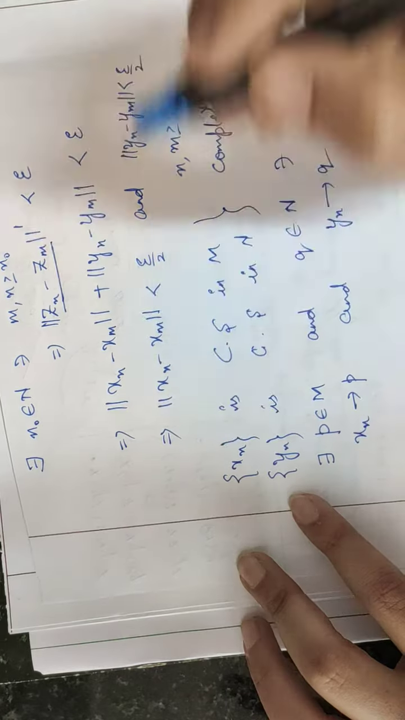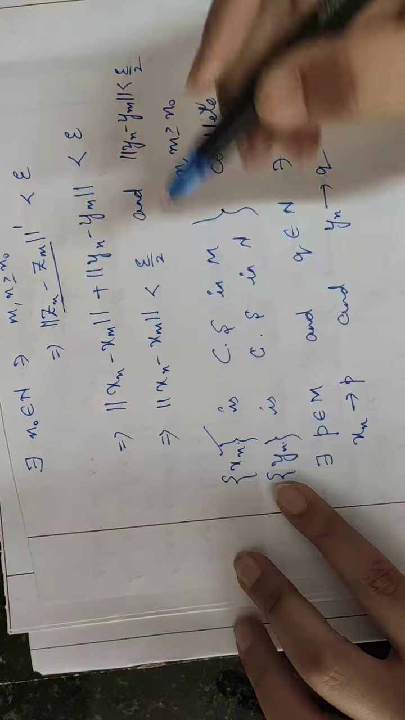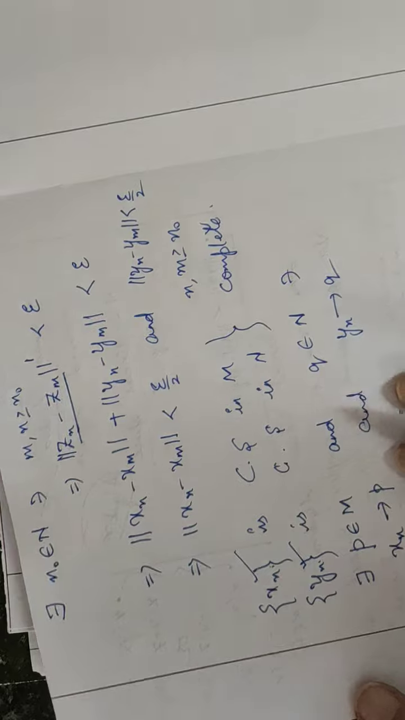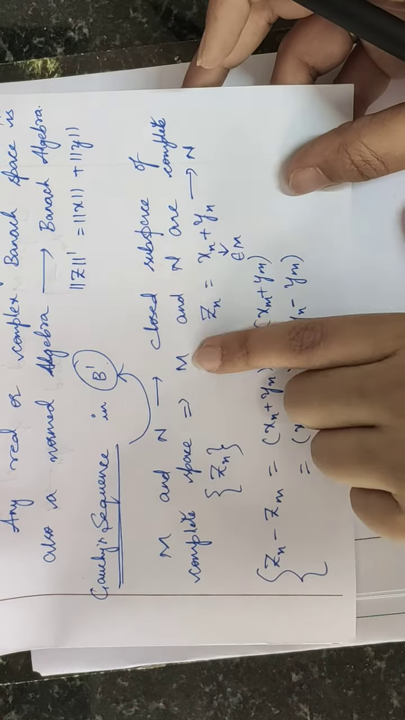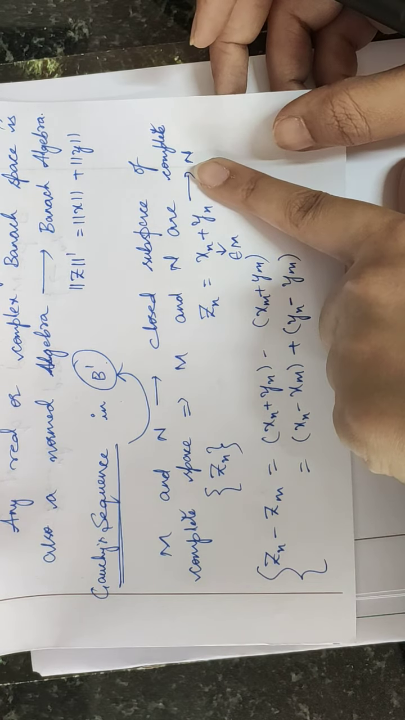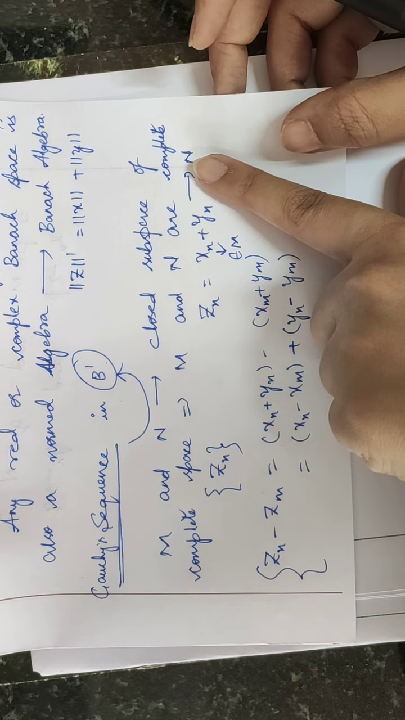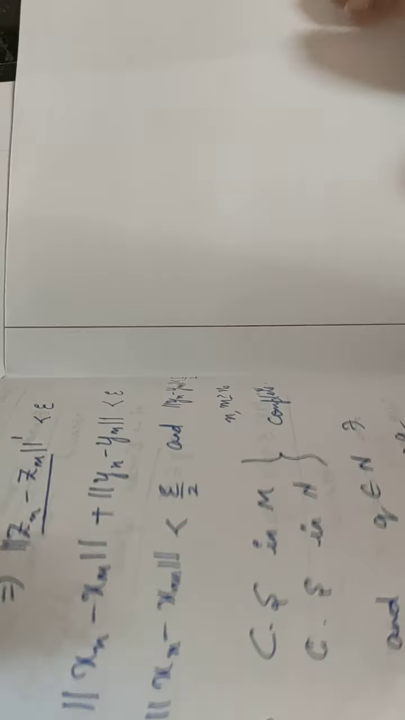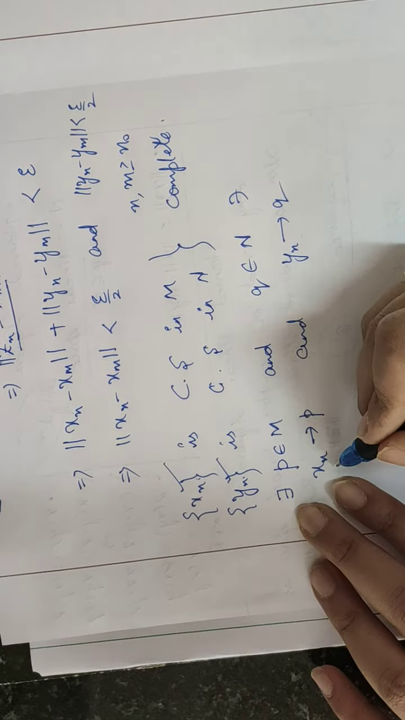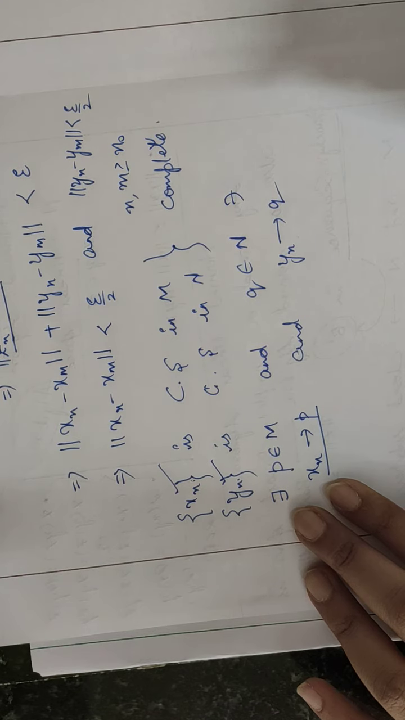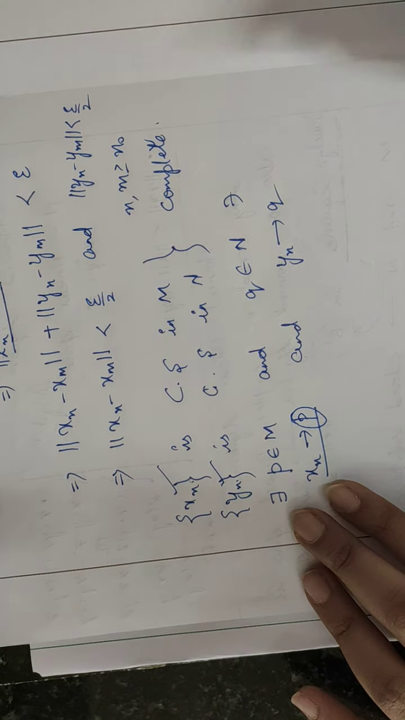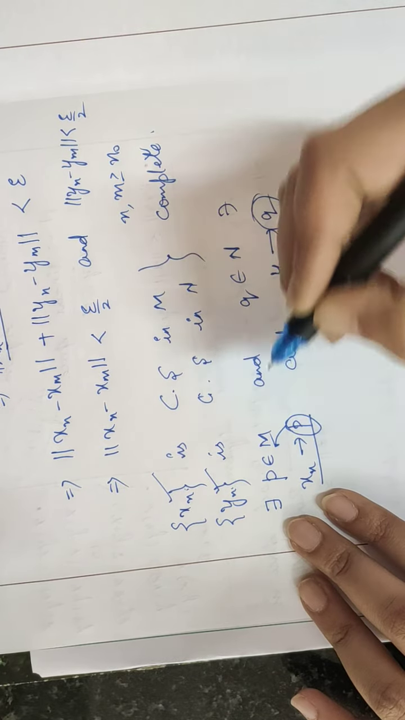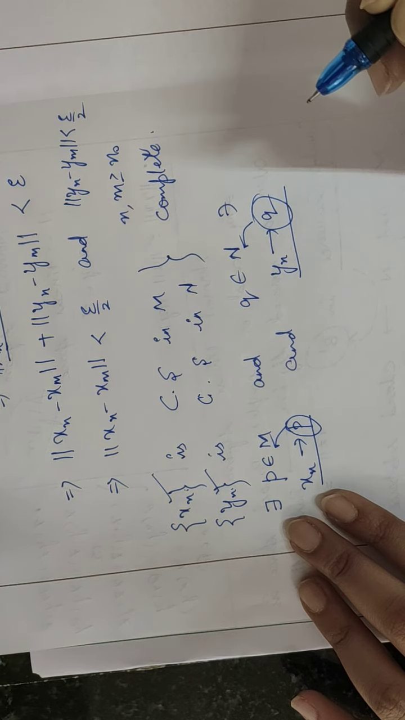I repeat, we know that xn belongs to M and yn belongs to N, right? We know that M and N are complete. From the definition of completeness, we know that there exists a converging point, or you can say a limiting point, in the same spaces, right? So I can say that xn converges to some point P, and yn converges to some point Q, where this P belongs to M and Q belongs to N, right?